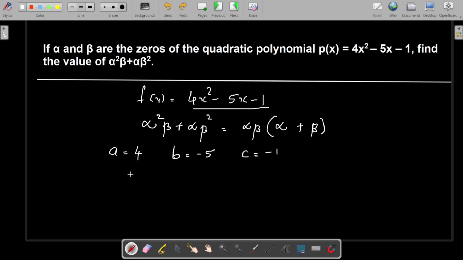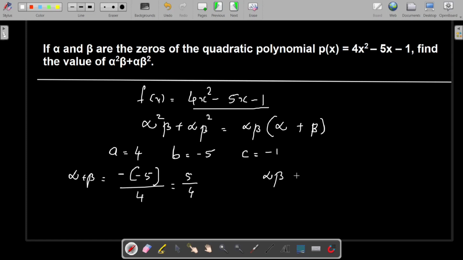Now A is equal to 4, B is equal to minus 5, and C is equal to minus 1. Now we need to find what is alpha plus beta and alpha beta. What is alpha plus beta? Alpha plus beta, the sum of zeros, is minus of the coefficient of x divided by the coefficient of x square, that is minus b by a, that is minus of minus 5 divided by 4, that is 5 by 4, right? So alpha plus beta is 5 by 4.